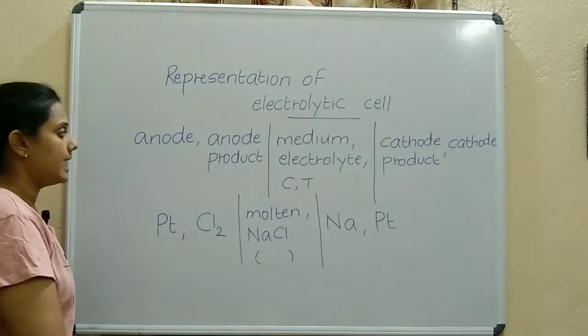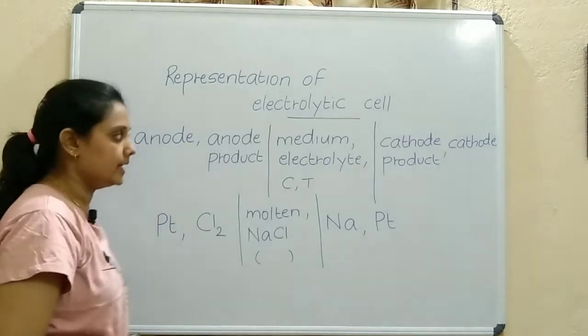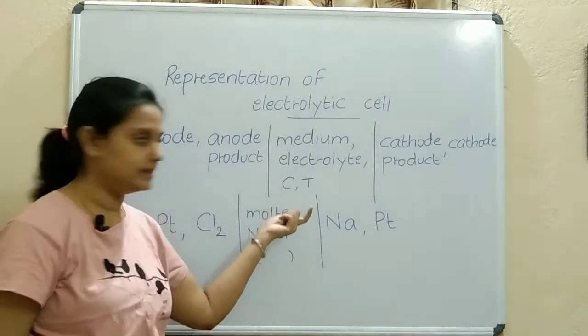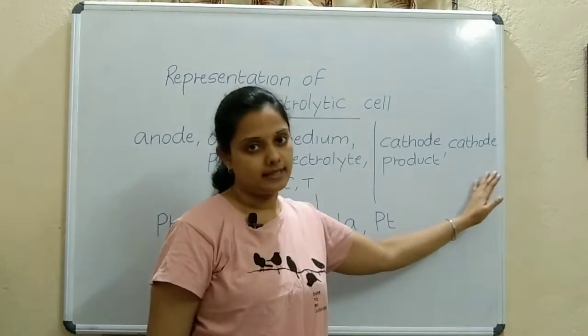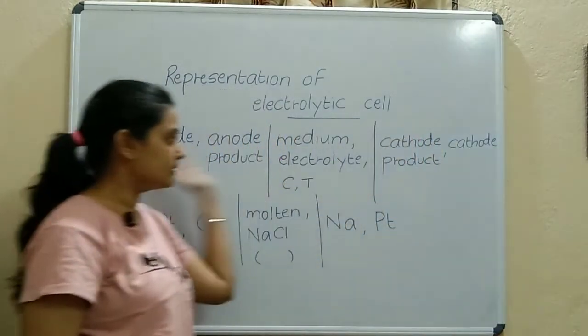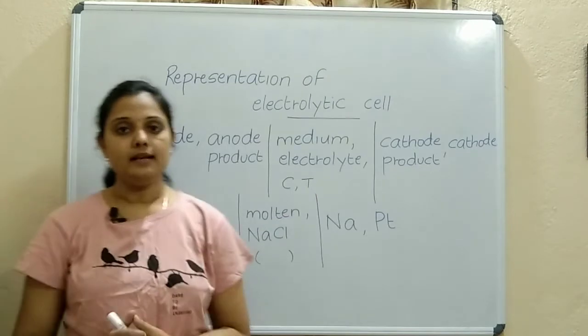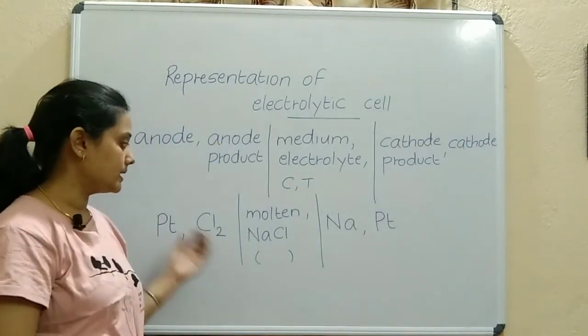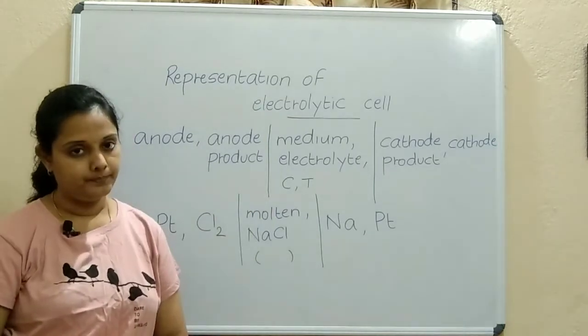First comes the anode and the anode product. Then comes the medium, electrolyte, concentration and temperature, then the cathode product and cathode. So based on this you have to remember. However the cell is drawn, you have to represent it in this way.